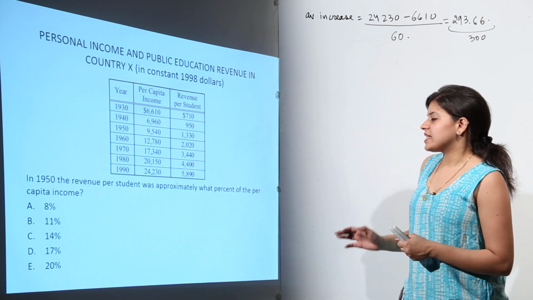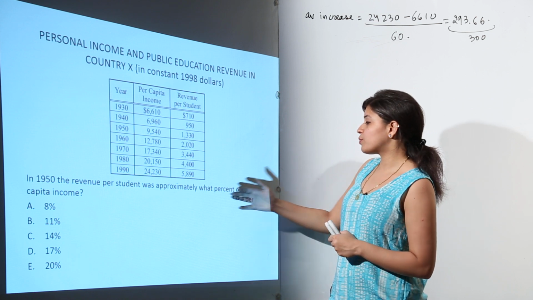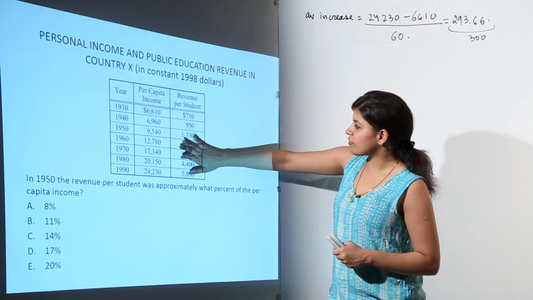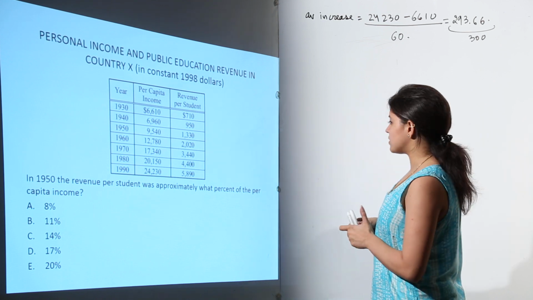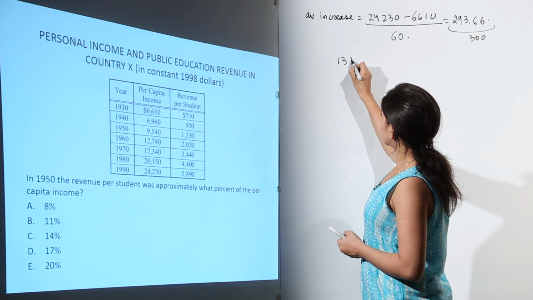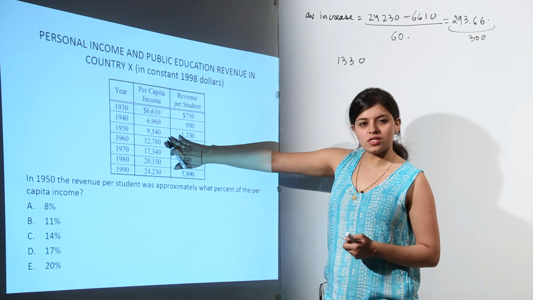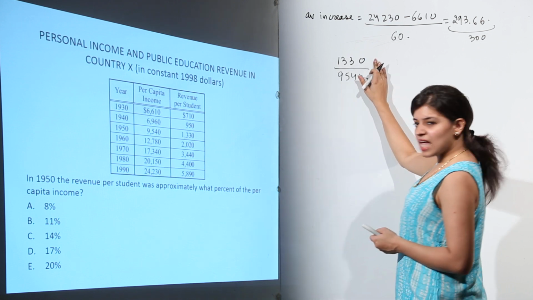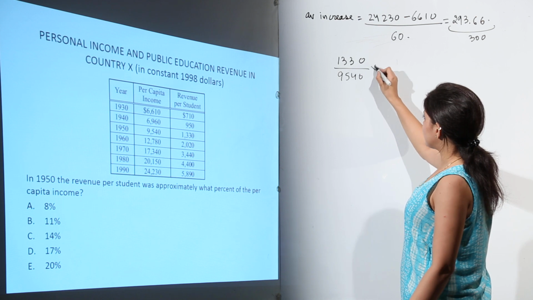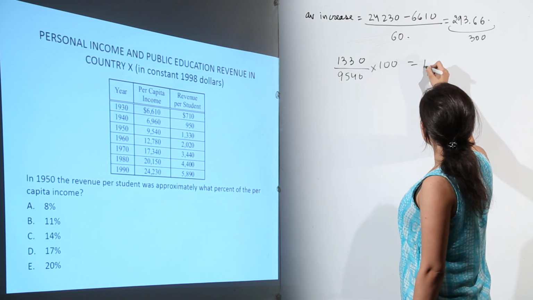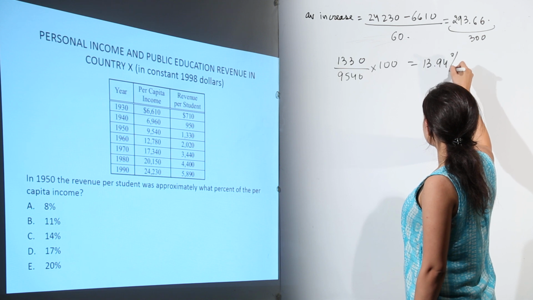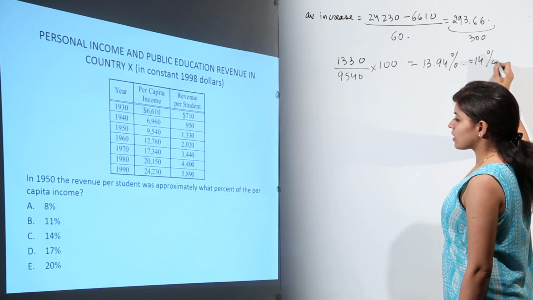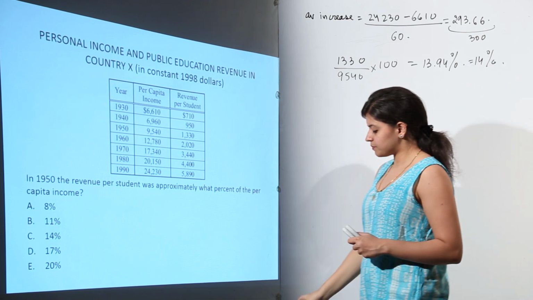The second question says that in 1950, the revenue per student was approximately what percentage of the per capita income? Now, in 1950, the revenue per student was 1330 and the per capita income was 9540. We have to find this as a percentage of this, so we will multiply by 100, which will give us 13.94%. If we round this up, we will get 14%, which is our answer C.